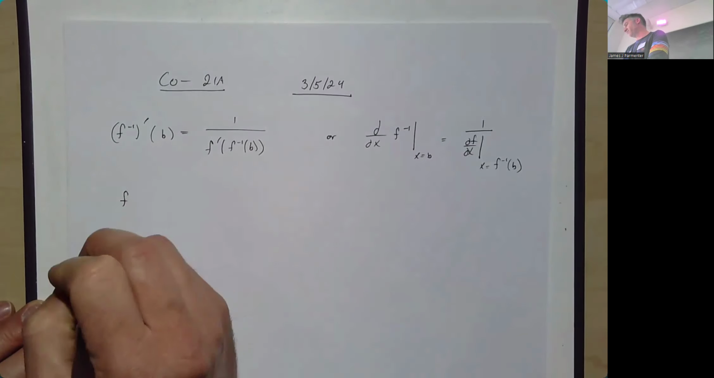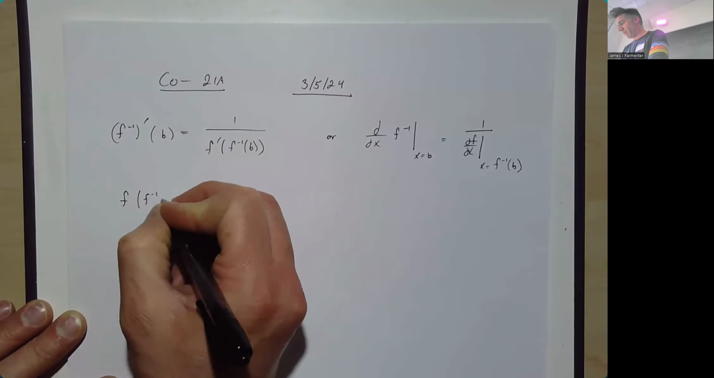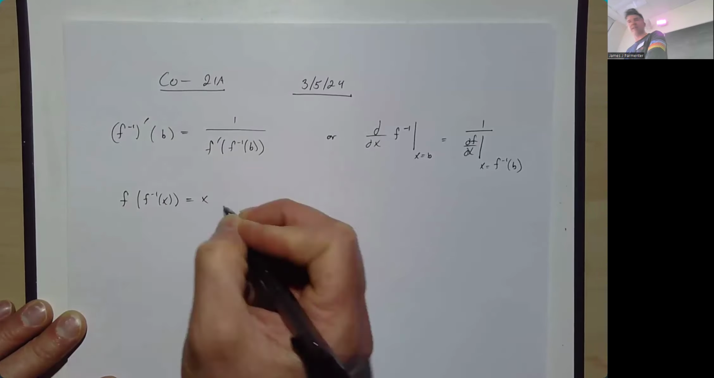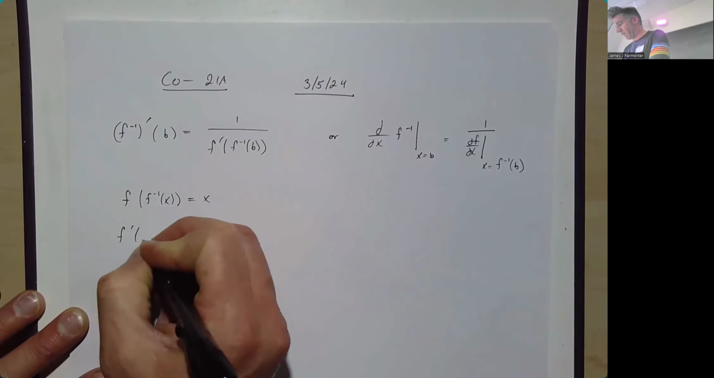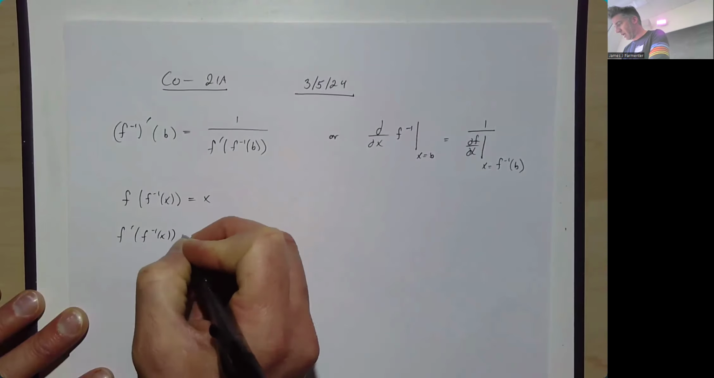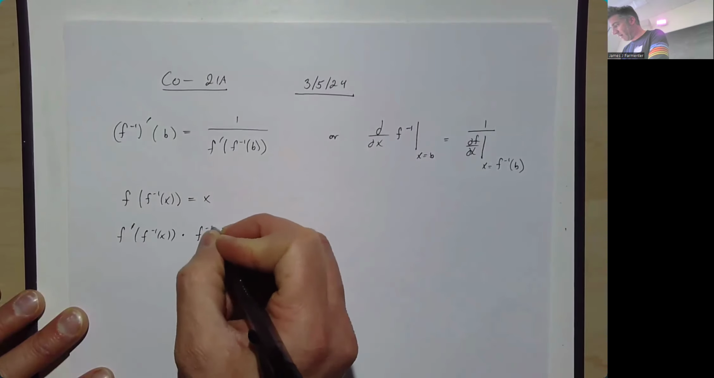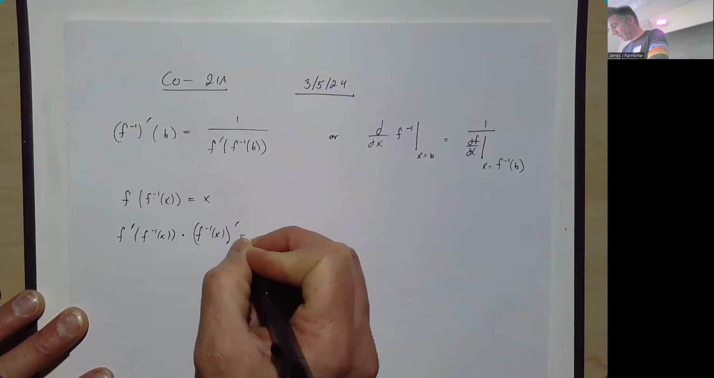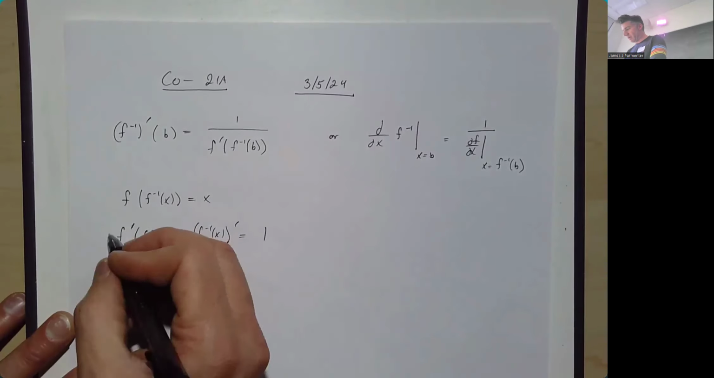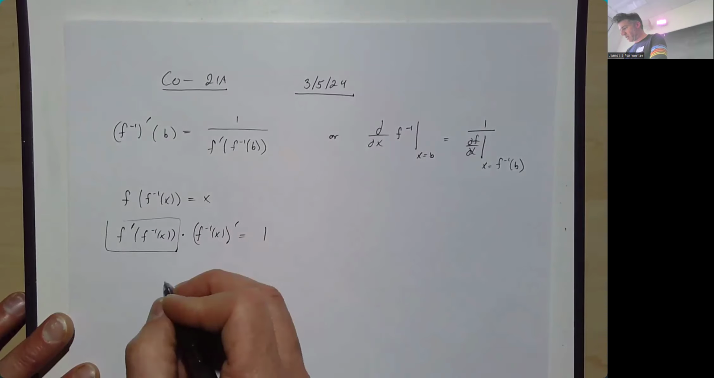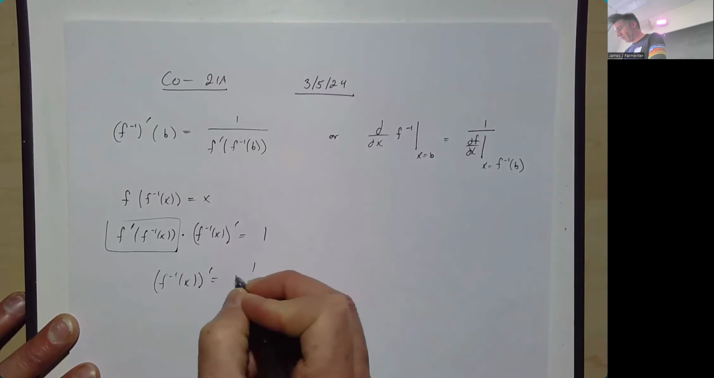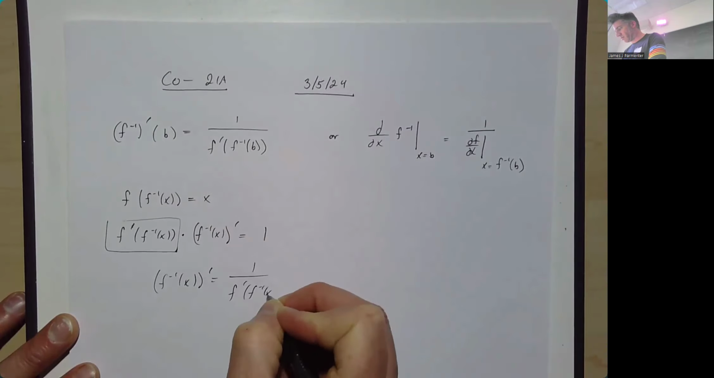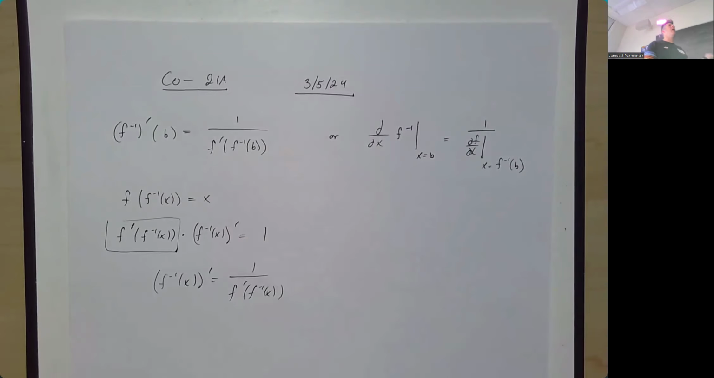You can say that f of f inverse of x is equal to x, and then differentiate both sides. f prime of your stuff times the derivative of f inverse of x has to equal 1. And then you divide both sides by this. And oh, look, you get exactly that the derivative of f inverse of x is equal to 1 over f prime of f inverse of x. Cool, but not super helpful, right? This doesn't really tell you a whole lot other than the formulas.